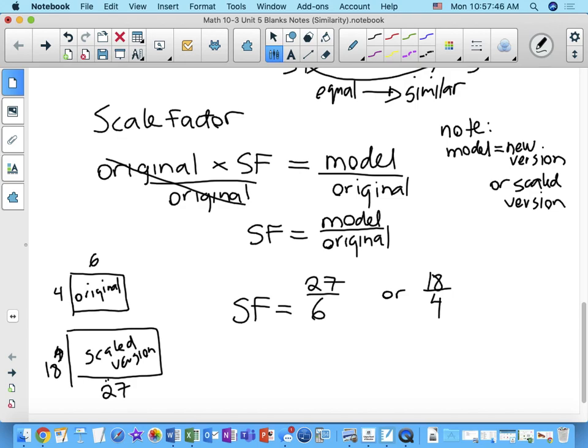So put those into your calculator and tell me what you get. What is 27 over 6? 4.5. And what is 18 over 4? Yep, it's also 4.5. The same scale has to be applied to all sides for it to, in fact, be a similar shape. That's another thing that we're going to look into in more detail as we go through this unit.